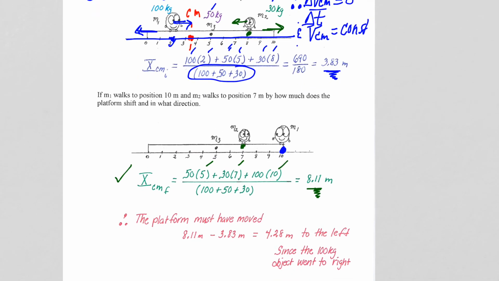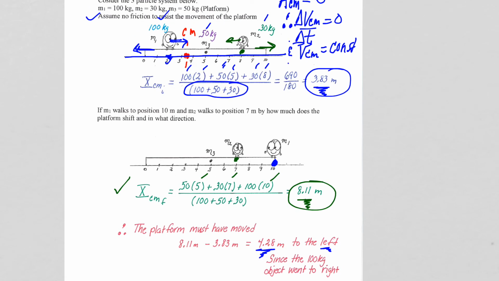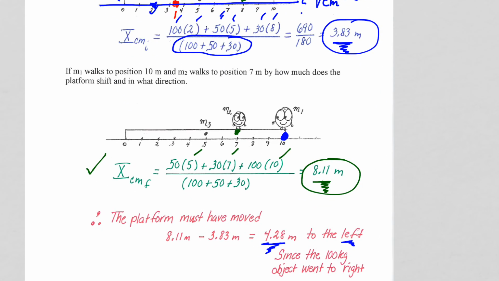Now, in reality, the platform did shift, so to calculate the shift we simply take the 8.81 minus the 3.83. And all you have to do to get the direction correct is to look at which way the more massive piece moved. In this case, it was the 100 kilogram piece moving to the right. So the net shift of the platform must have been to the left. So there you have it.